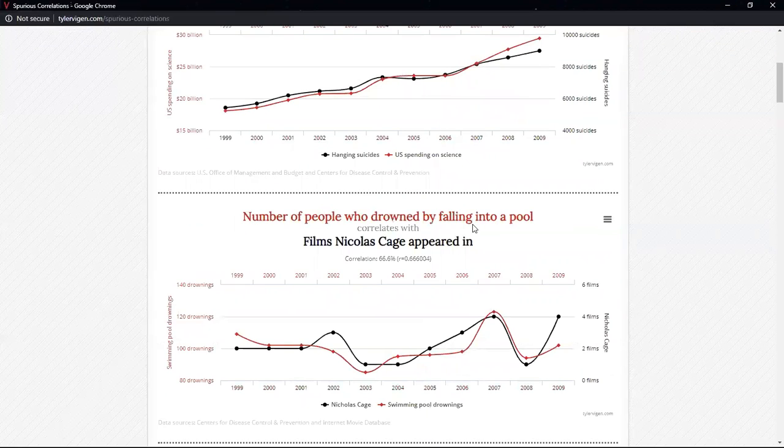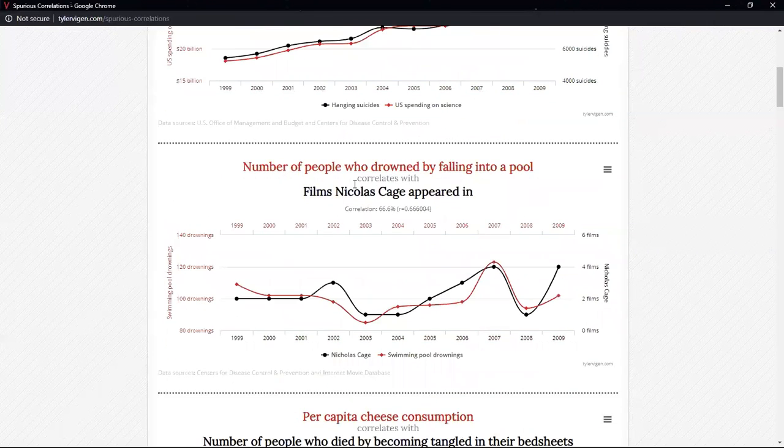Number of people who drowned by falling into a pool versus films Nicolas Cage appeared in. And we're not talking about the good films. We're not talking about the bad films. We're talking about all films. And look at how well these just happen to correlate. So some people spent a long time trying to find two things that have matching curves and then just slap them on top of each other.